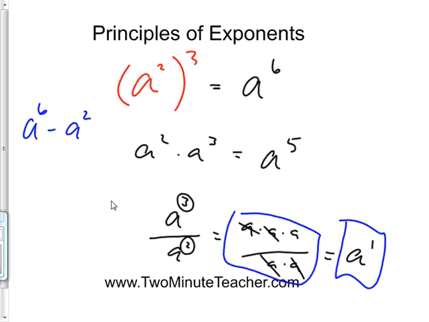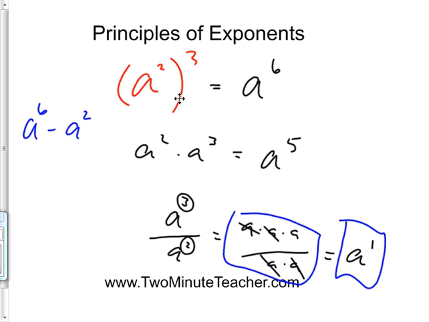Okay, this one's about principles of exponents. So if you are going to multiply them like this, a to the second, to the third power, that means a to the second times a to the second times a to the second, you get a to the sixth. You multiply the exponents in that situation.